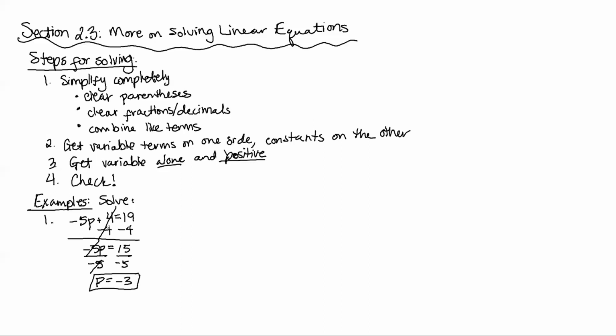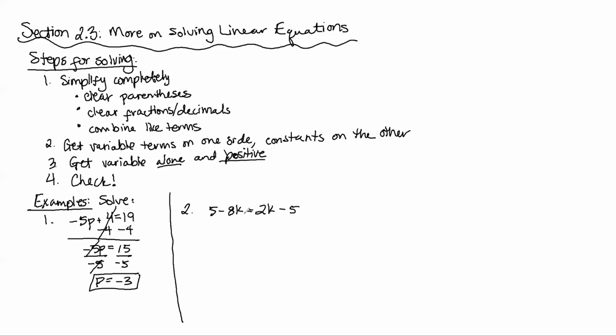All right, let's try another one. Let's put this one on the side here. Let's try 5 minus 8k equals 2k minus 5. First thing we want to do is get our variable terms on one side, constants on the other. It doesn't matter which way you do it. In general, I'll try to put the variables on the left, because when we get to inequalities in a few sections, those are always easier to have on the left.